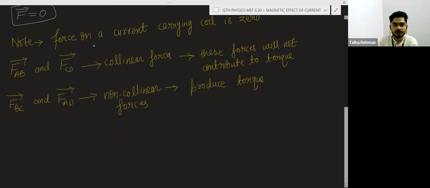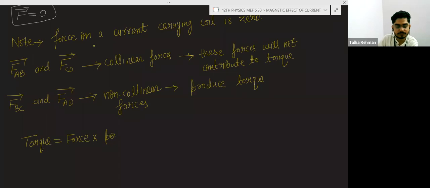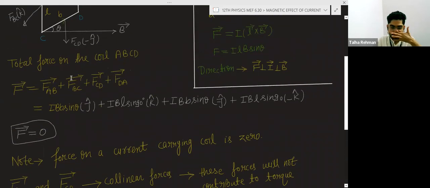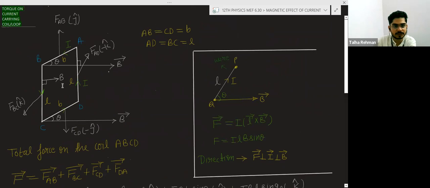And what is torque? Torque is force into perpendicular distance from the axis of rotation. So now see this. I am just drawing both the forces and I am showing here.